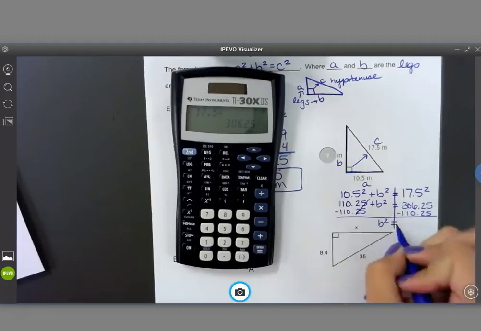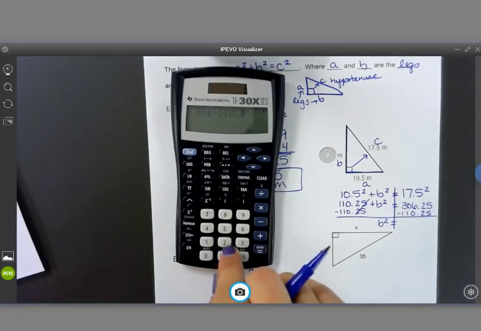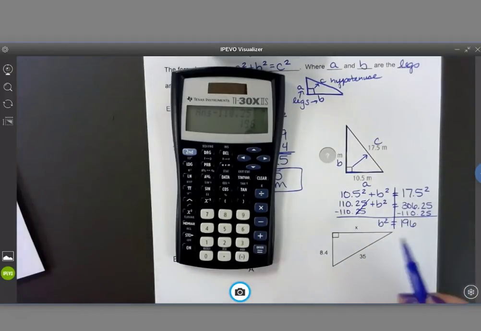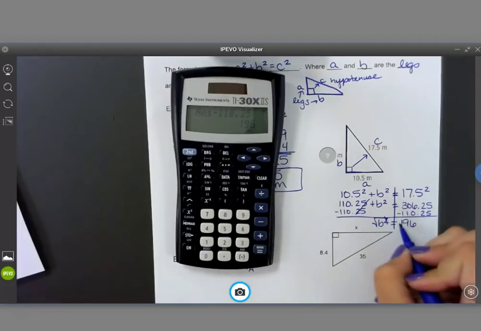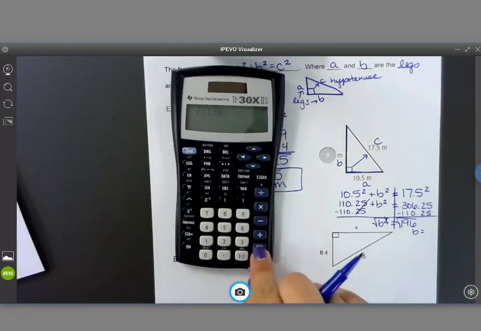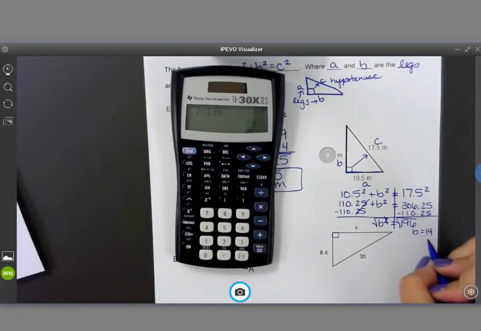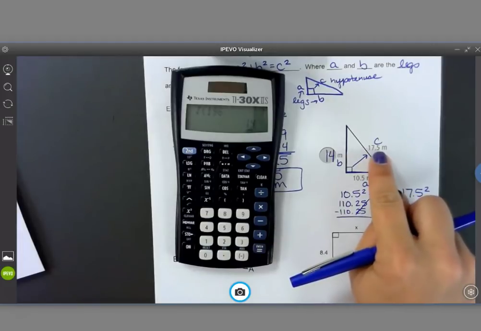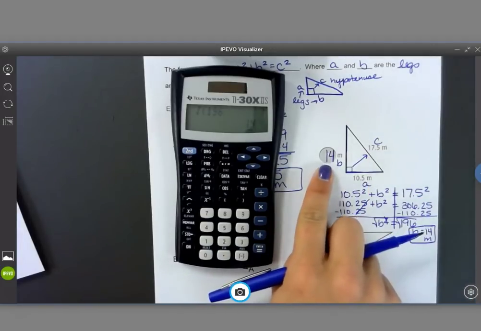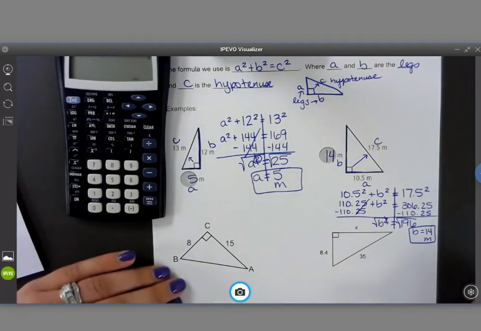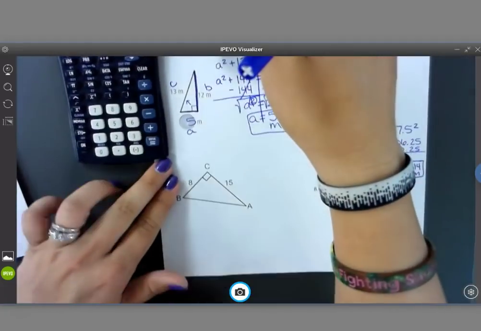Left with b squared equals 196. To get the b by itself, I have to square root both sides. The square root of 196 comes out perfectly. I get 14 meters. Got to double check that my answer makes sense. Remember, C is always going to be our largest side length, so us getting 14 is less than 17.5. So we can assume that our answer is correct.